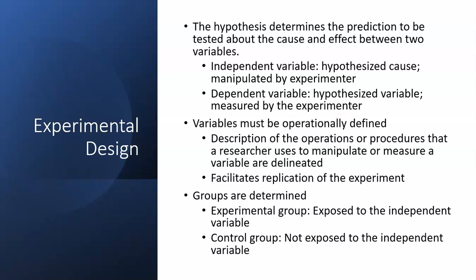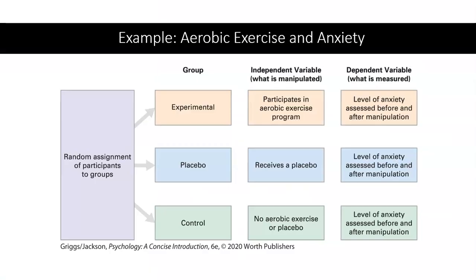We also use language to describe the groups that we're looking at. In my example, I talked about a control condition. I actually had 2 experimental groups watching CSI episodes, and then a pure control group watching When Weather Changed History. Now, your authors give this example of aerobic exercise and anxiety, and in this particular study, they had an experimental group that participated in an aerobic exercise program, and the dependent variable being measured was anxiety.